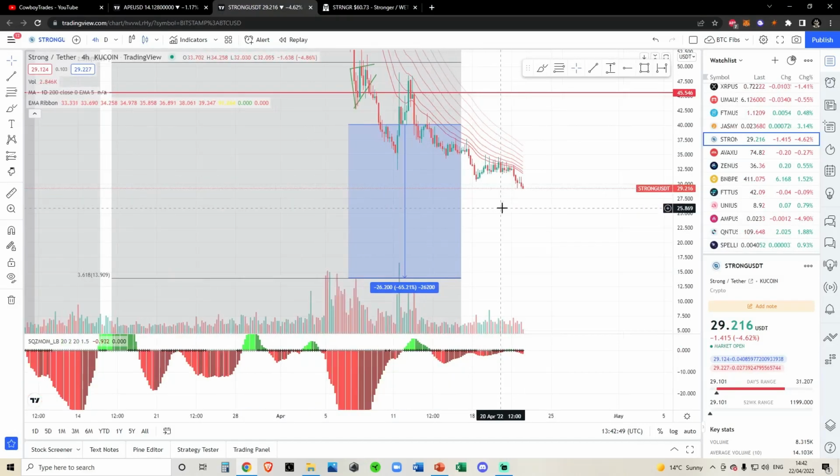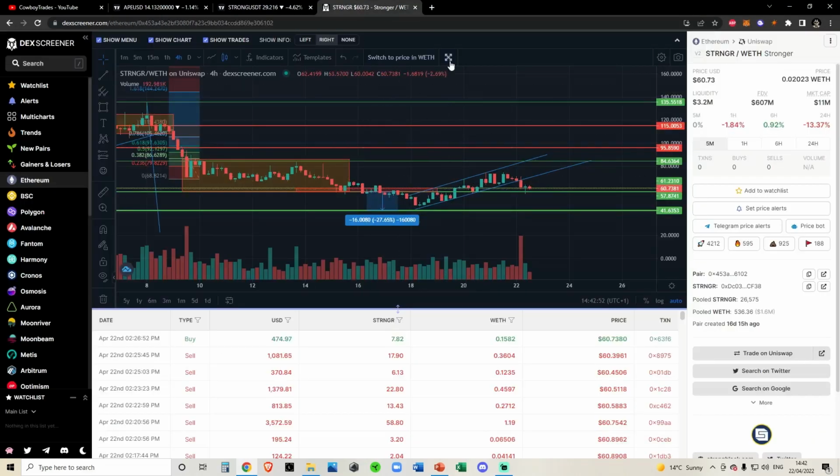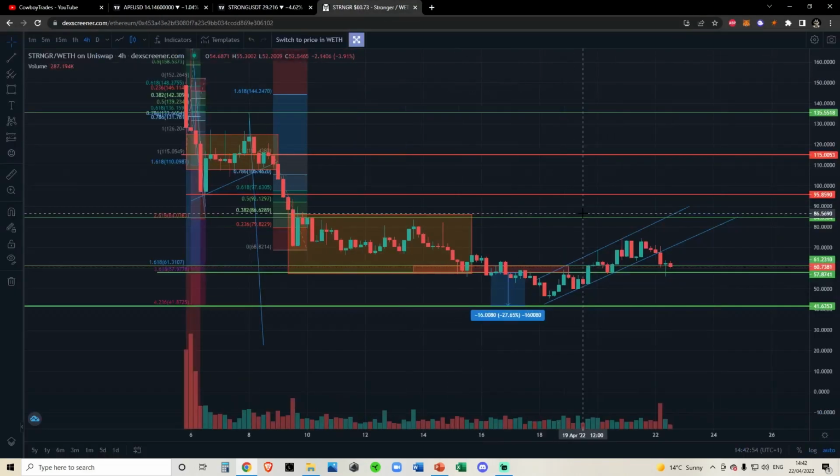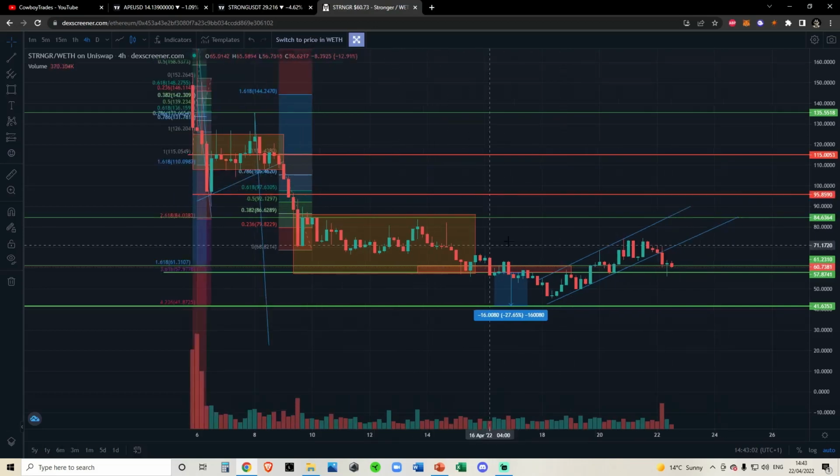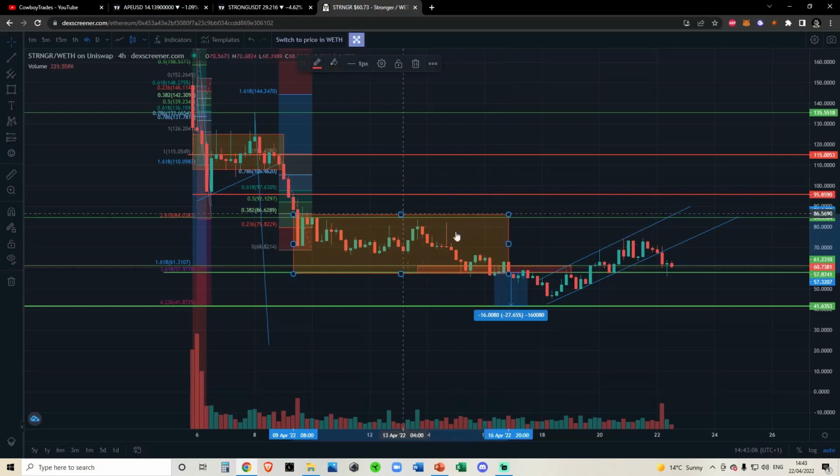So let's check out what's going on with Strong and Stronger. Let's start off with the Stronger chart. Now, I've changed this up a tiny bit since our last video. If you remember, if you were here watching the previous video I did for Stronger, we were talking about these accumulation ranges, and I'll jump into that in just a moment.